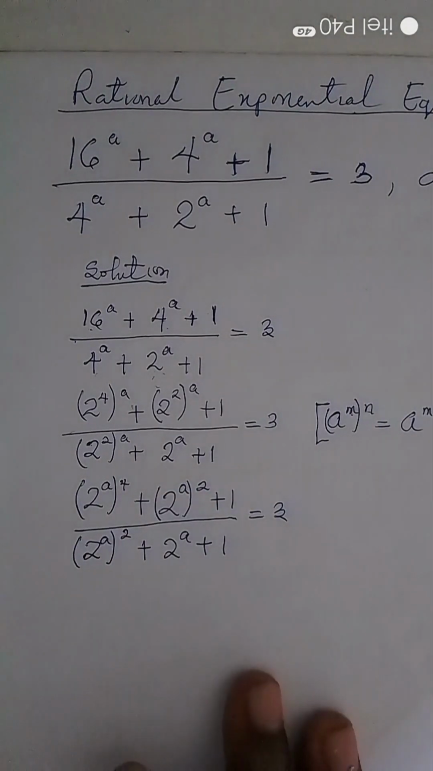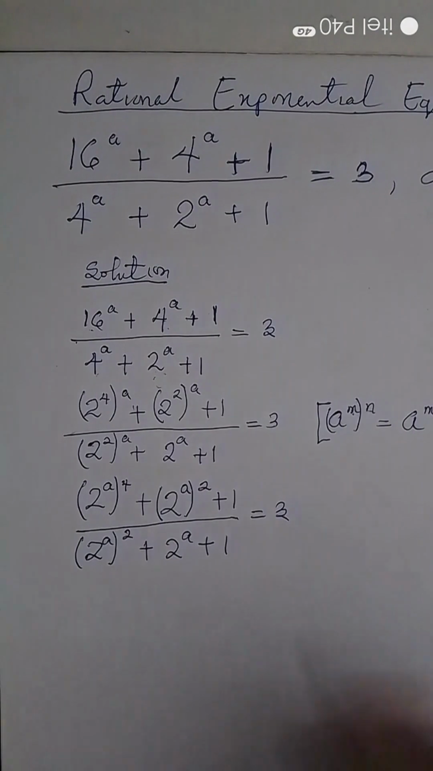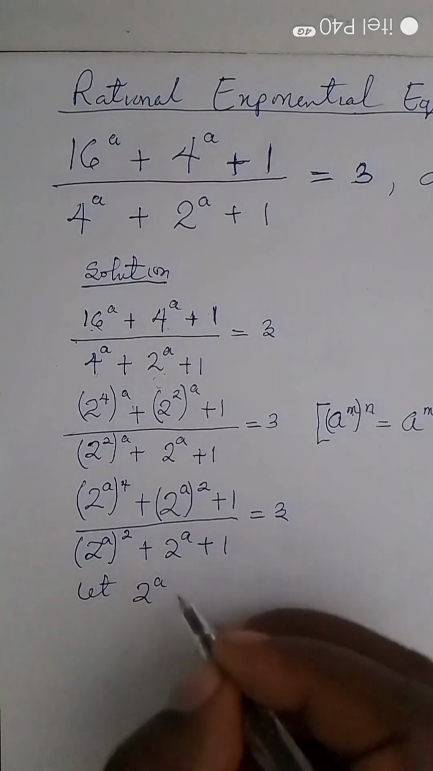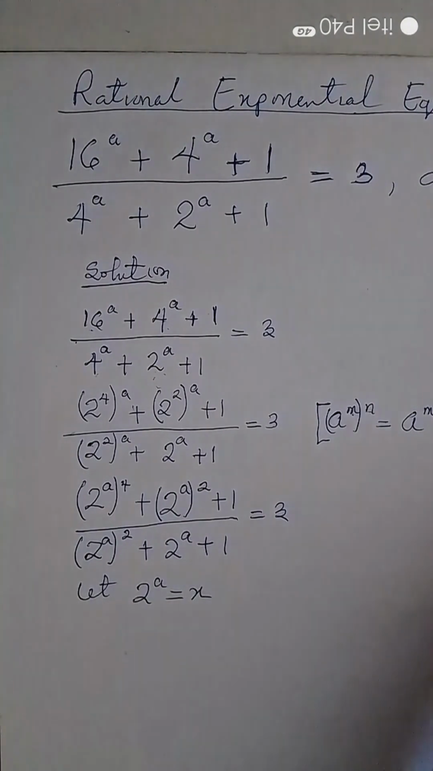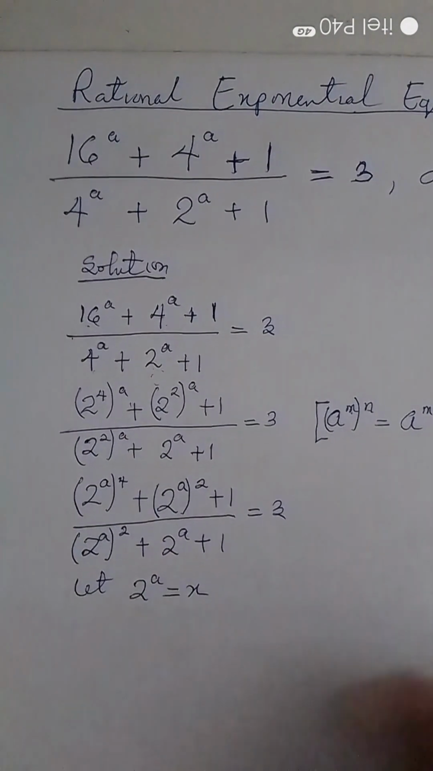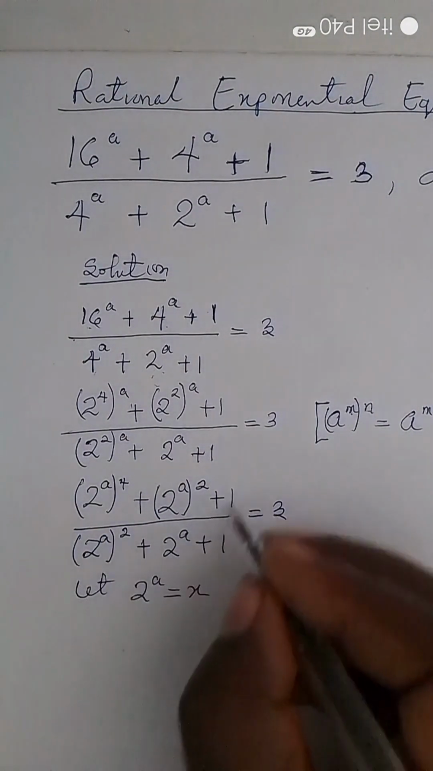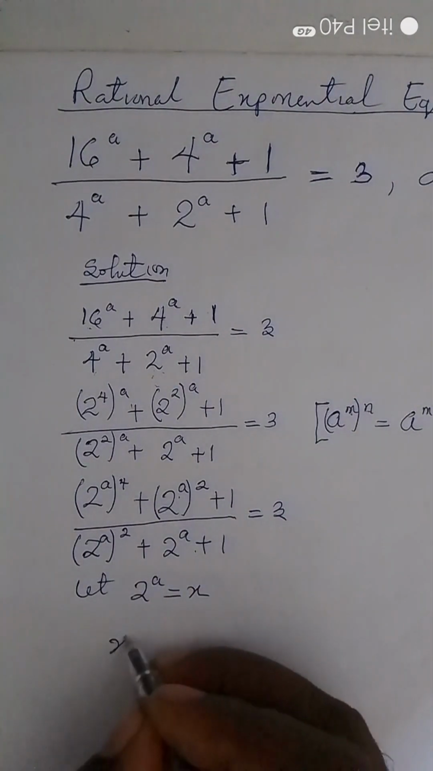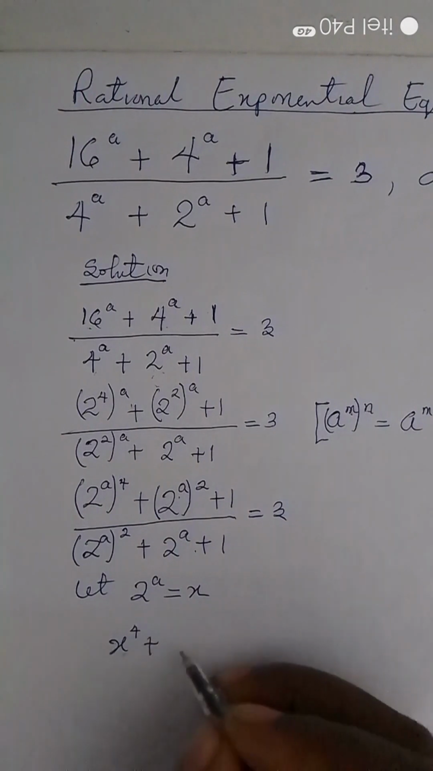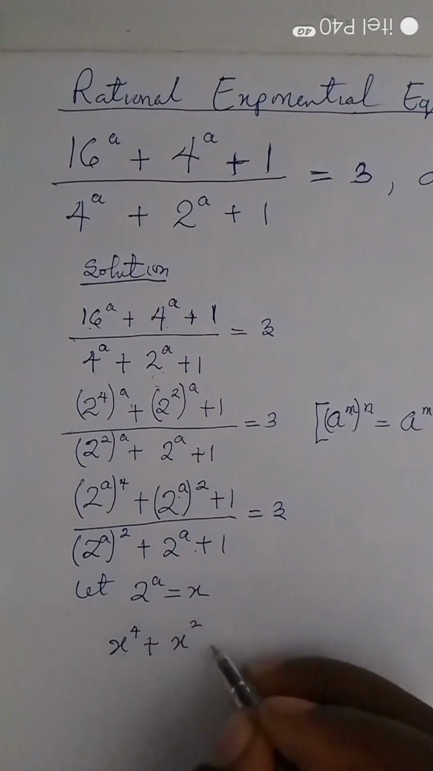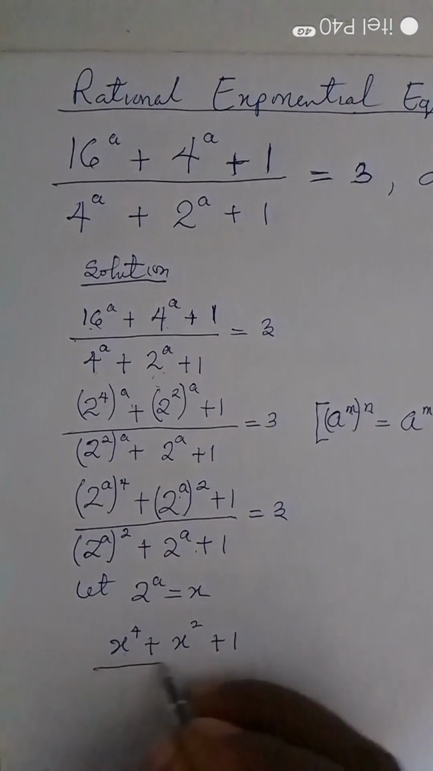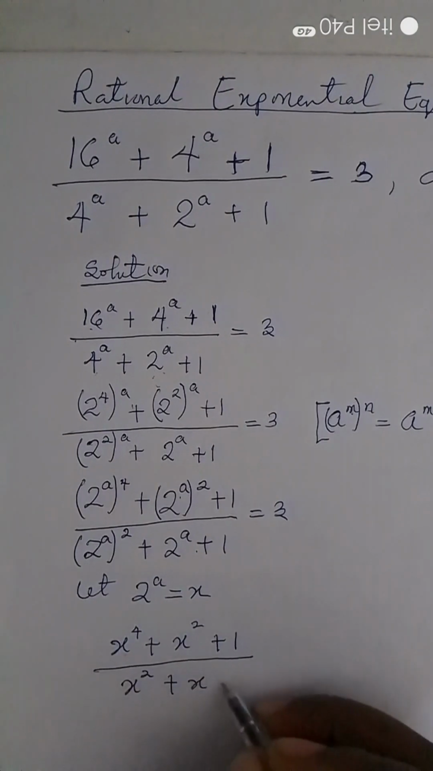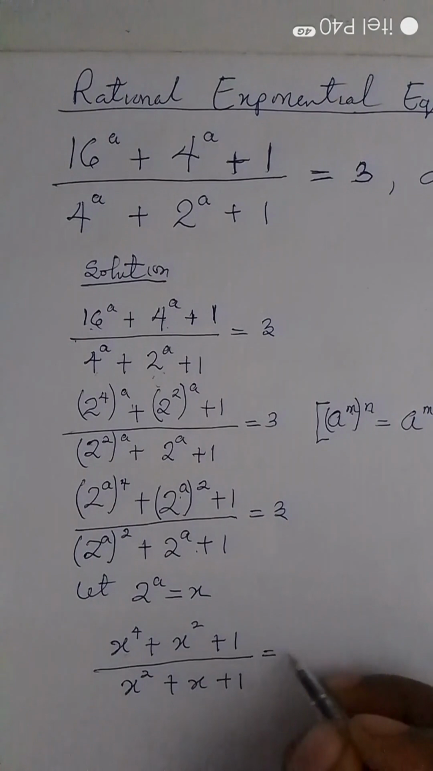So what we now need to do is to say, let 2 to the power of a represent x. So in that case, both the numerator and the denominator of the equation becomes x to the power of 4 plus x to the power of 2 plus 1 all over x to the power of 2 plus x plus 1 equal to 3.